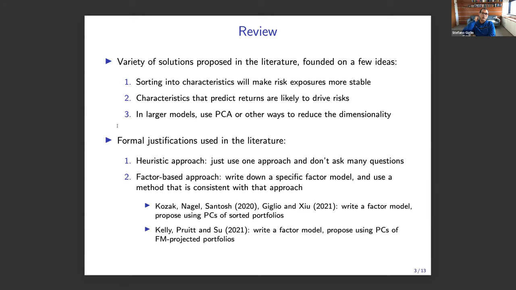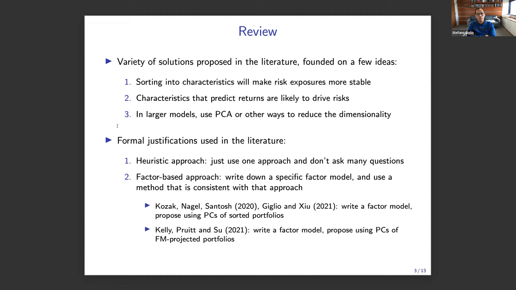But as Stefan points out here, these are probably not the only characteristics that matter, because you might have unpriced risks. And then finally, you have the issue of large dimensionality, which can be solved using many specific tools, for example, PCs.